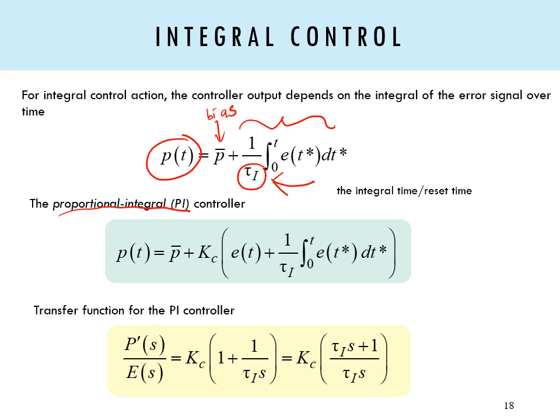The general equation of the controller output for the PI controller is given by this equation, where controller output P(t) is equal to P bias plus Kc, the controller gain, times error e(t). This is the P term in the PI controller, whereas this one is the I term in the PI controller. When the error is introduced at t equals 0, the controller output changes immediately by an amount equal to the controller gain Kc. So this is the response due to the proportional mode.